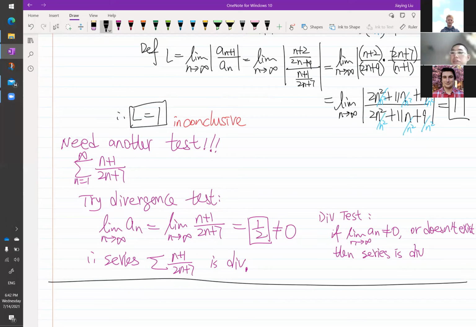It's divergent because it's not 0. If it's equal to 0, that will be inconclusive. But in this case, the limit is not equal to 0, then the series is divergent. So if the limit is not 0, or if the limit is infinity or negative infinity, they're not 0 anyway. So if it's not 0, then the series is divergent. If it's equal to 0, from the divergence test we cannot make any conclusion.